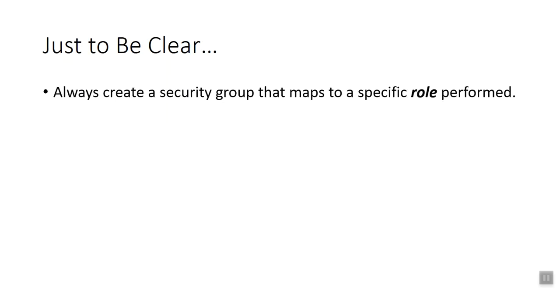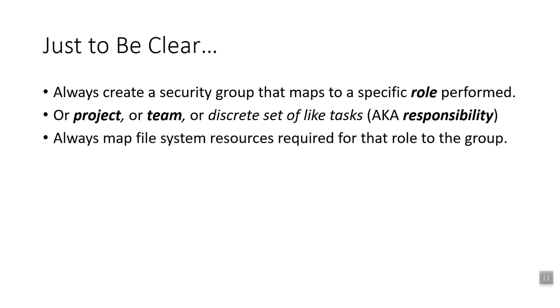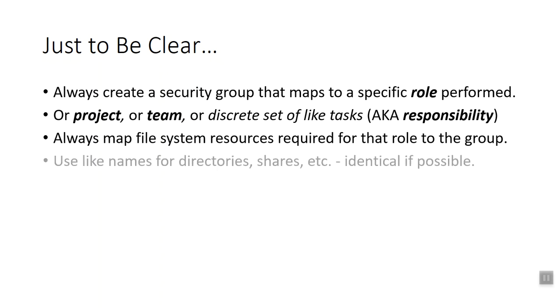So just to be clear, we're always going to create a security group that maps to a specific role performed, or project, or team, or discrete set of tasks, AKA responsibility. That's what you would call a responsibility. We're always going to map file system resources, directories and files, that are required for that role to the group, which has a like name. We're going to use like names for the directories and shares, the file system objects. Not just the security principals, but the file system objects. They're going to use like names. If possible, identical names, right?